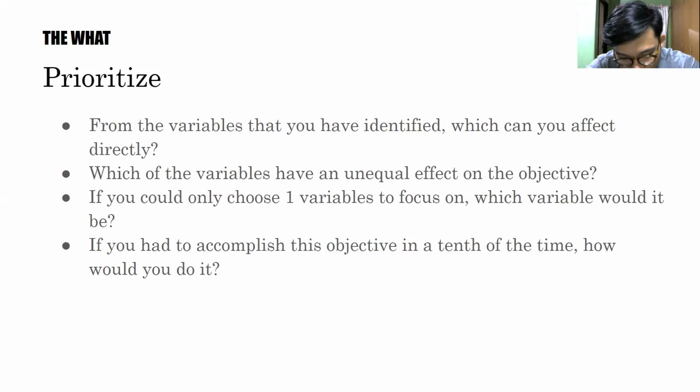Next is prioritize. Prioritizing mainly pertains to this: usually when you have an objective, you deconstruct it to its different variables. You can have a lot of different variables. A lot of things affect a lot of other things. That's just how the world works. So what you have to do is prioritize which specific variables have the most impact and that I have the most control of, so that your effort is a lot more effective and efficient in achieving that objective. So from the variables that you have identified, which can you affect directly?